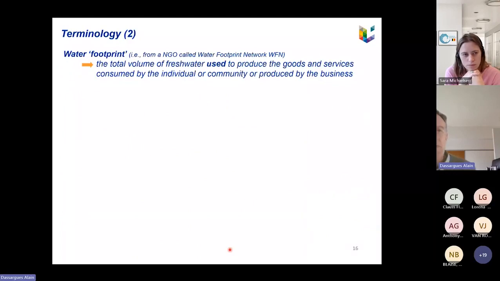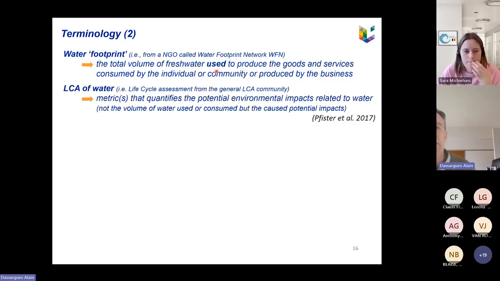Now I am coming to the term water footprint. The footprint concept is applied to water as well. It is a non-governmental organization, the Water Footprint Network, that started to give numbers to the footprint of different goods, different products. So the water footprint is the total volume of fresh water that is used to produce the goods and services. So it is the total volume. There is no difference between used or consumed, because used is, in fact, a general term.